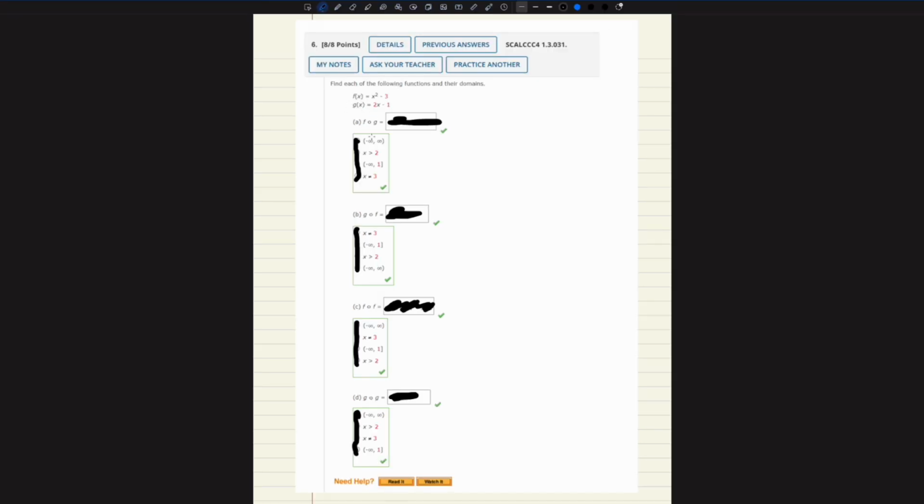Alright, so question number 6. So here it is asking for f of g. So that means we can do f and then g of x, which means it is f and then 2x minus 1. So now we can put 2x minus 1 in the place of x for f of x. So it will be 2x minus 1 whole squared minus 3.